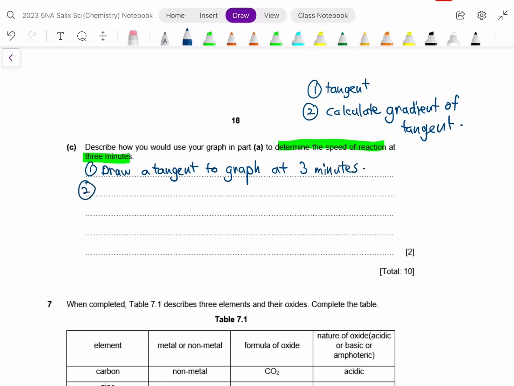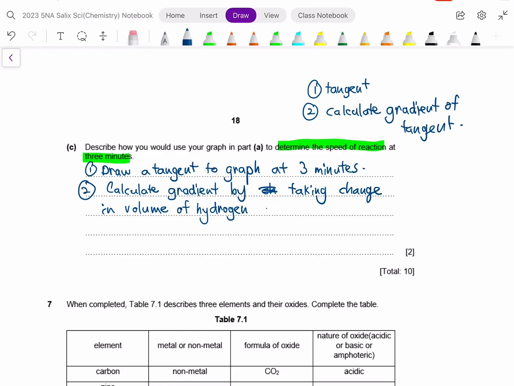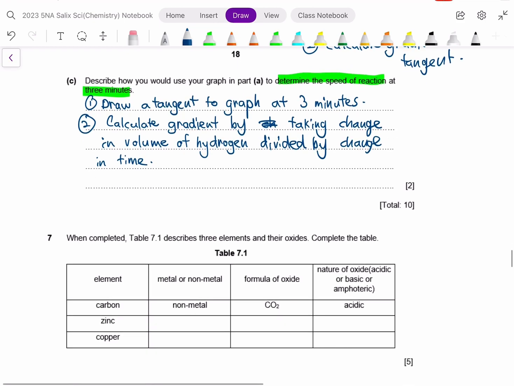Number two, calculate the gradient by taking the change in volume of gas divided by the change in time. Alright, so this is it. It concludes my second video for section B.